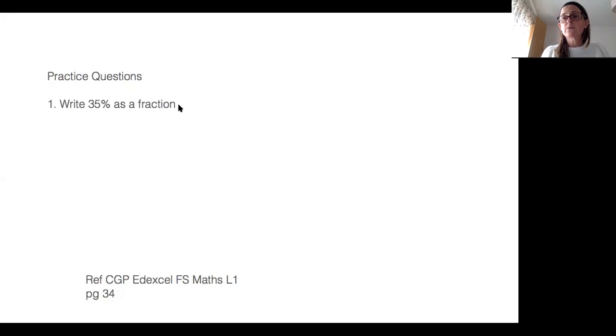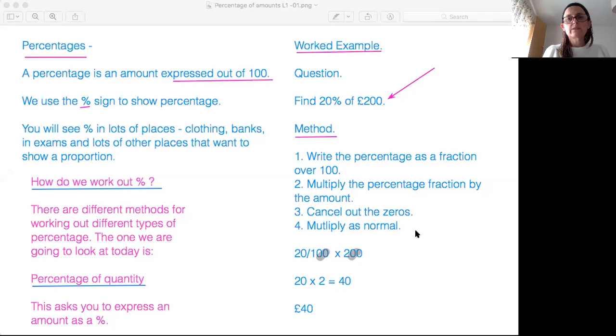Well, you may well have forgotten what we've done before. Perfectly normal. What do we do when we forget? We simply check. So let's go back to what our rules were for working out a percentage of quantity. So we can see here that if we want to find a percentage of quantity, one of the first things we do is we write the percentage as a fraction over 100.